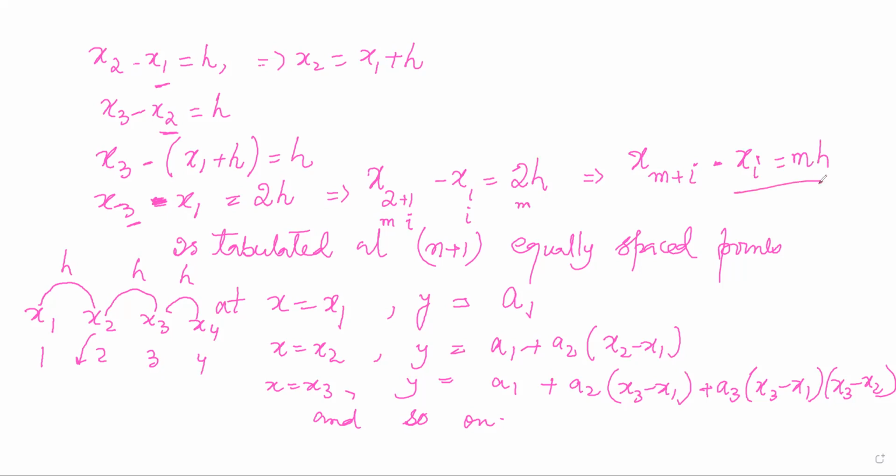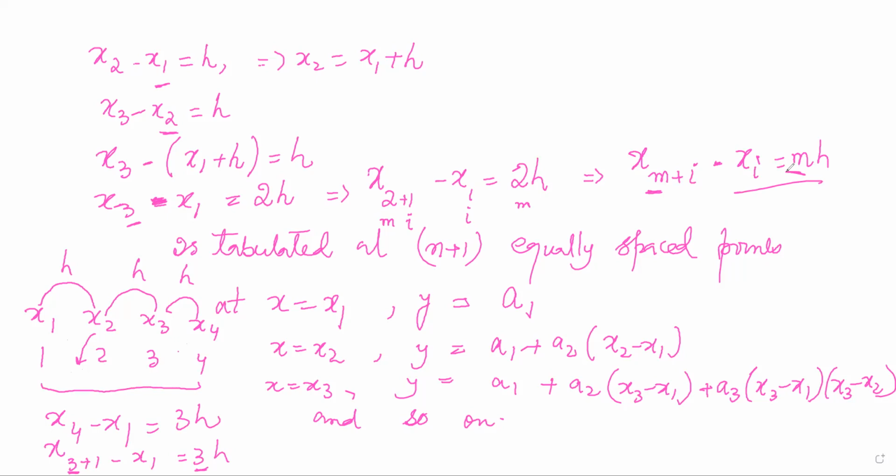This is quite easy. This is not too difficult to understand. If you come here and see x4 minus x1, that's equal to h plus h plus h, that is 3h. So this can be written as x(3 plus 1) minus x1 is equal to 3 times h. That is, x3 is here, so you have 3 here. In the same way, you have m here. It is quite easy to understand.